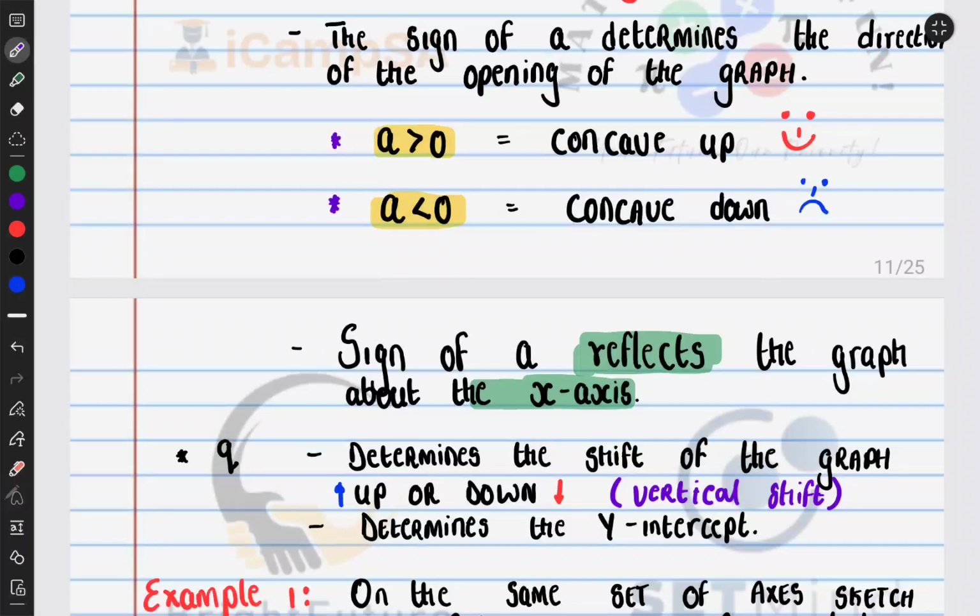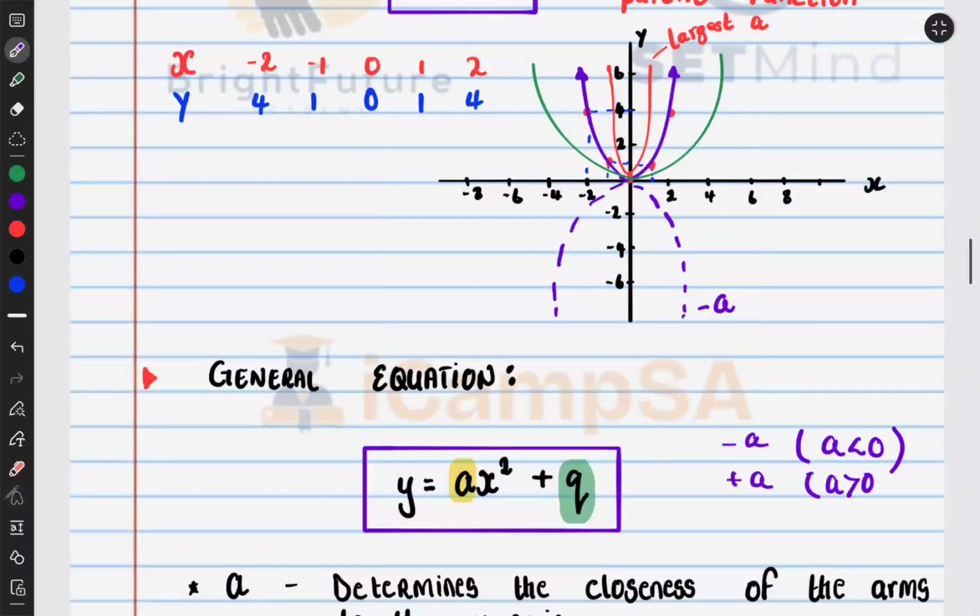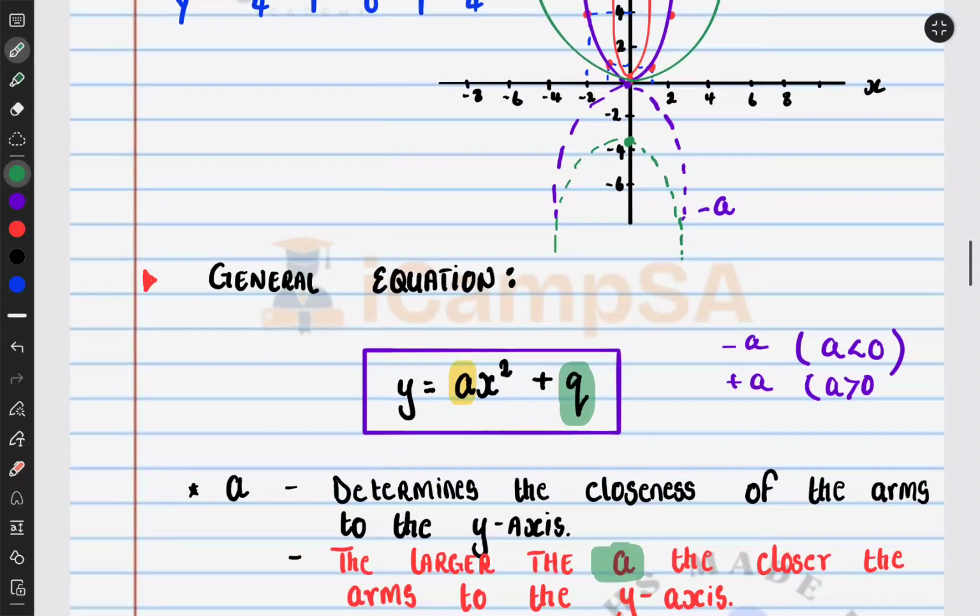So q determines the shift of the graph up or down, and it also determines the y-intercepts of the graph, so where our graph cuts the y-axis. Let's say that graph of negative a, that purple graph, was shifted maybe a few units downwards. What you're gonna have now is something of this nature, and then you're gonna have your y-intercepts there, where our graph cuts the y-axis. So that also is determined by what? It's determined by the value of q. So that is your general equation.